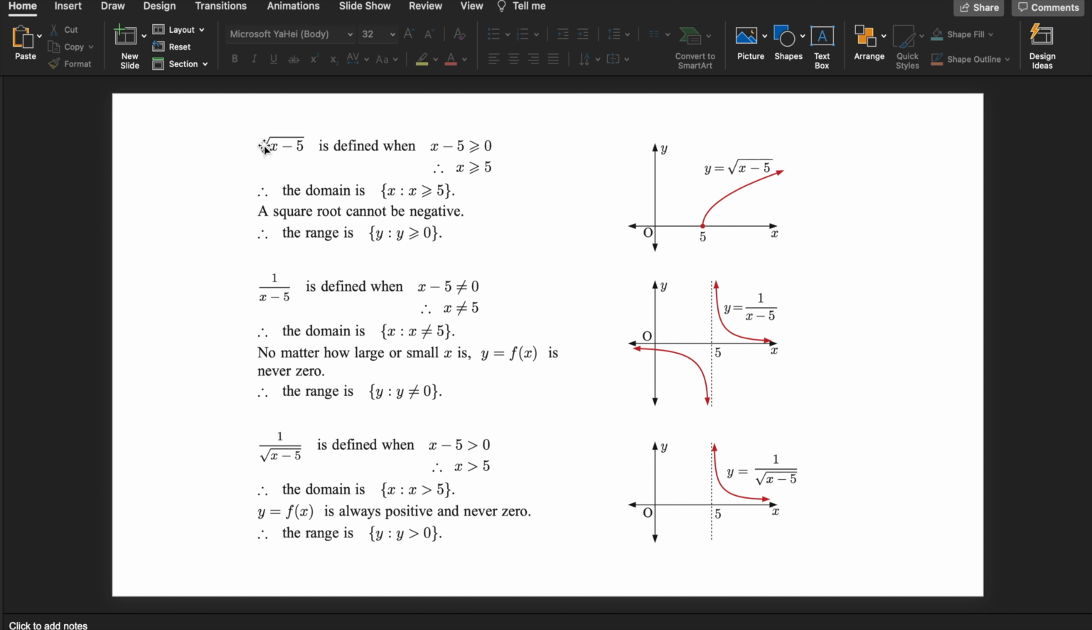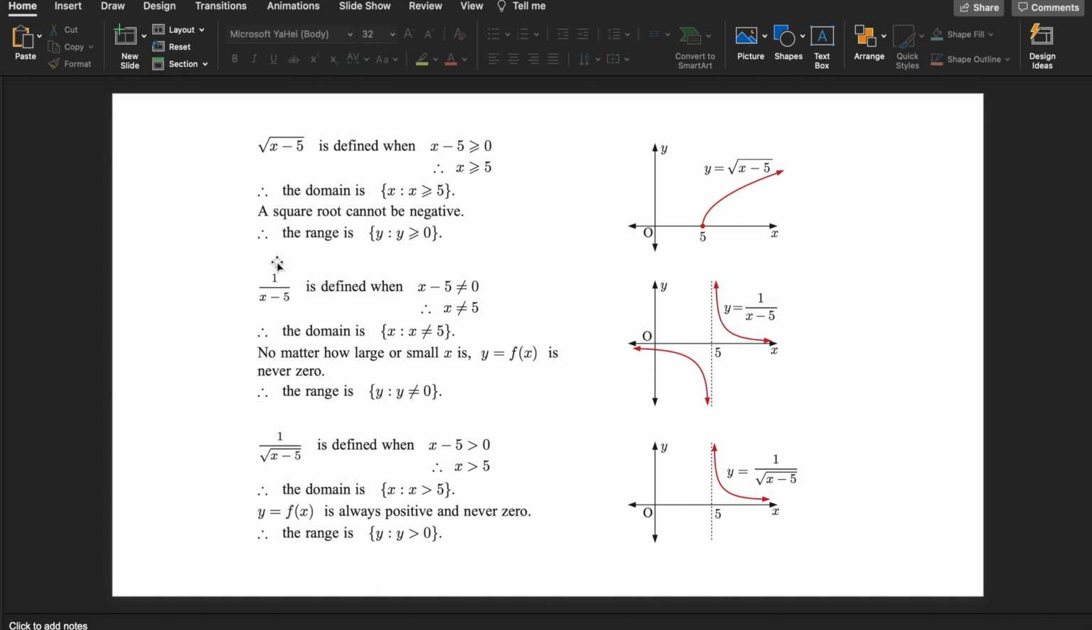If you find anything like this within a square root, then you'll have to do this procedure. So x minus 5 is greater than or equal to 0. Therefore, x is greater than or equal to 5. And this is how you write the notation: in brackets, x such that x is greater than or equal to 5. Or you could just sometimes write x is greater than or equal to 5. Okay, similarly, a square root cannot be negative, and hence the range is y greater than or equal to 0.